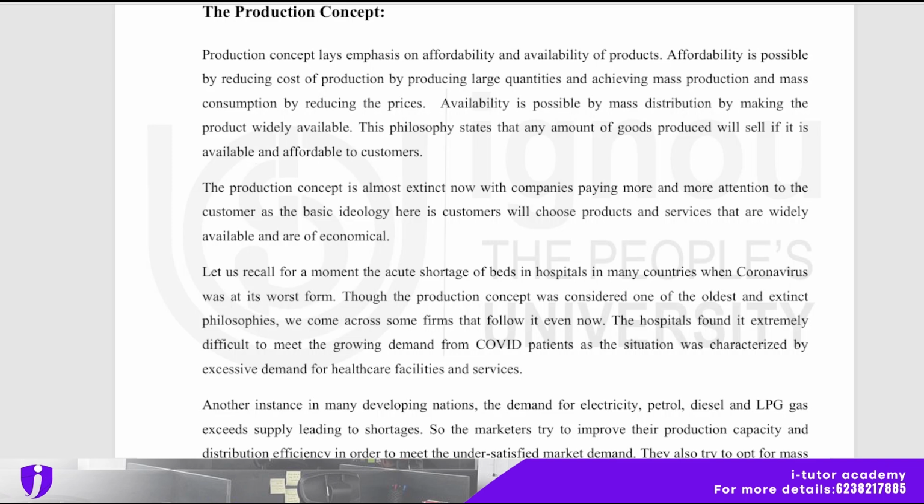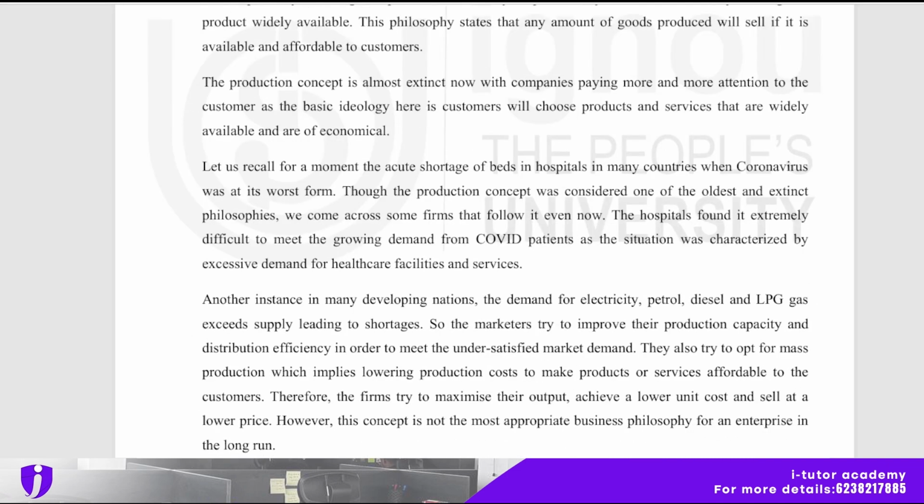Affordability is possible by reducing cost of production by producing large quantities and achieving mass production and mass consumption by reducing the prices. Availability is possible by mass distribution by making the product widely available. This philosophy states that any amount of goods produced will sell if it is available and affordable to customers. The production concept is almost extinct now, with the companies paying more and more attention to the customer as the basic ideology. Here, customers will choose products and services that are widely available and are economical.